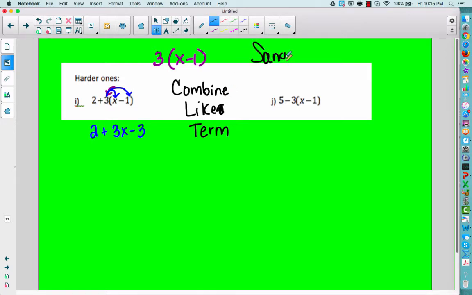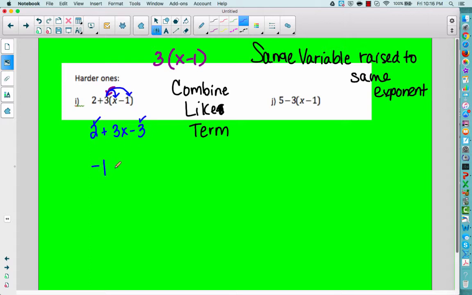Same variable raised to the same exponent. All right, well, constants are like terms, so the 2 and the 3 we are allowed to subtract. So 2 minus 3 is going to give me negative 1 plus 3x, and there's my expression in simplest form. It's an expression because it does not have an equal sign.